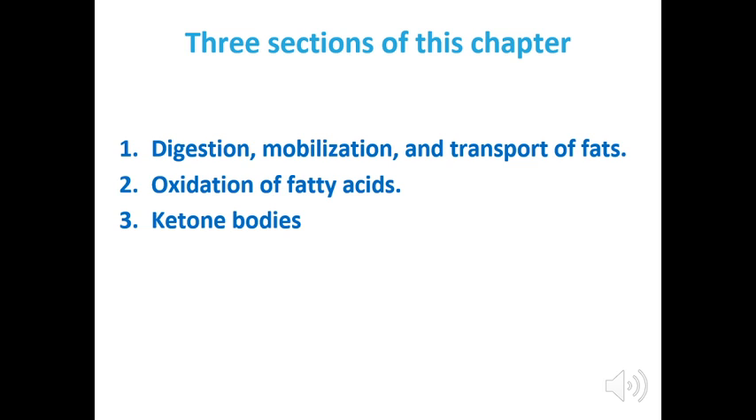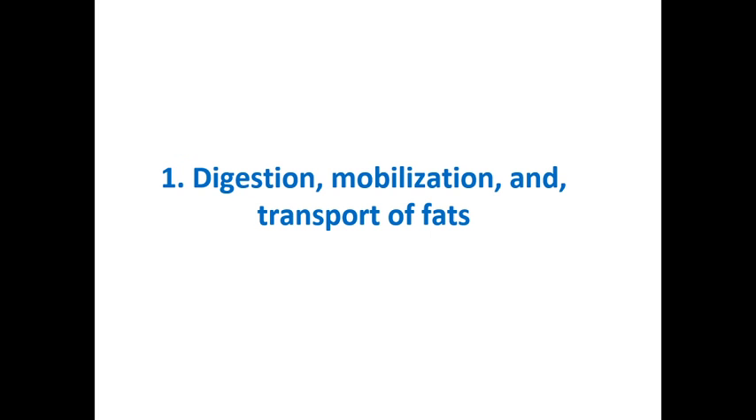And we will conclude the chapter with a description of an alternative fate for the acetyl-CoA molecule formed by beta oxidation and the production of ketone bodies in liver. So, the first section is digestion, mobilization, and transport of fats.